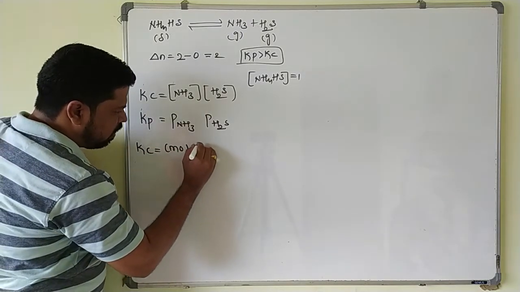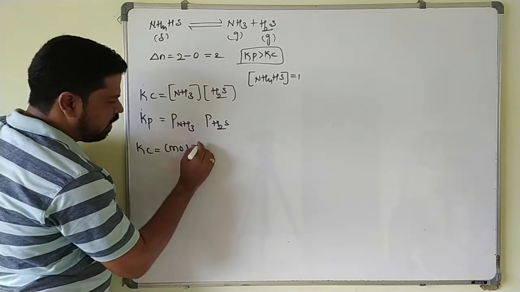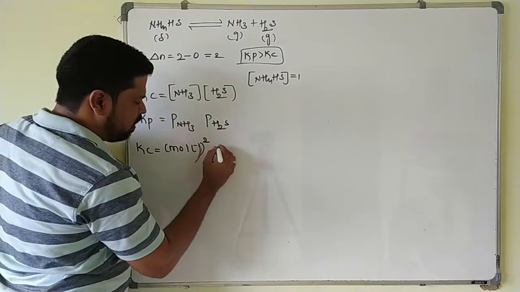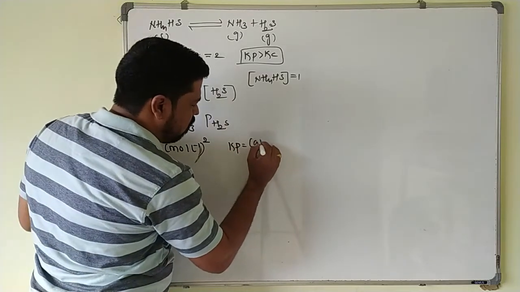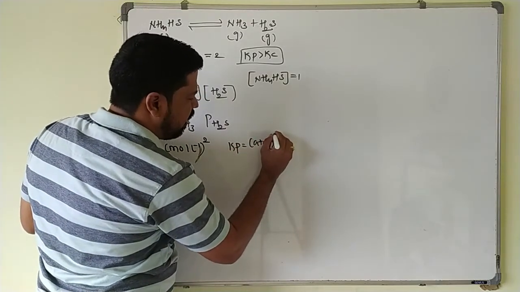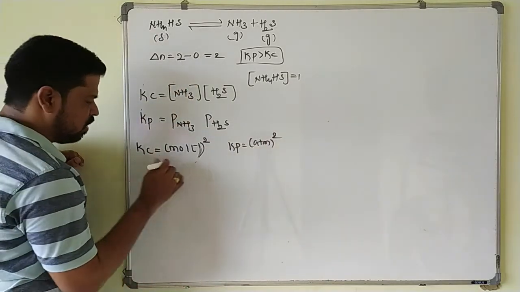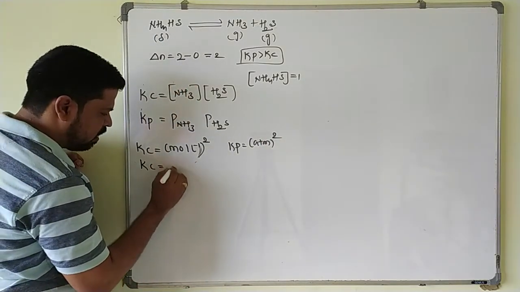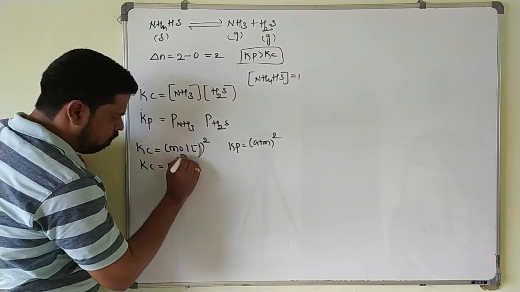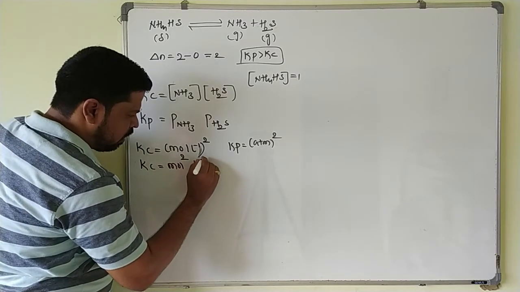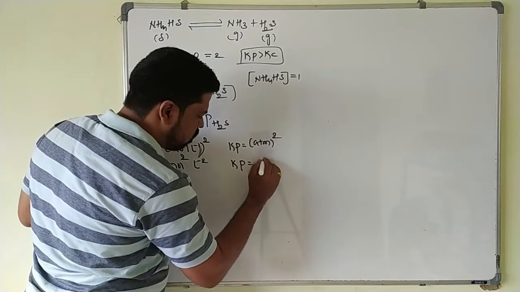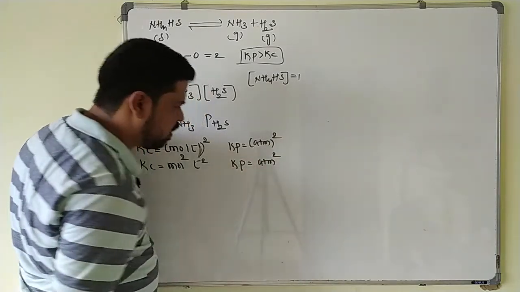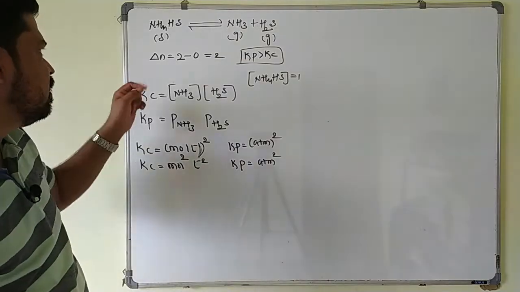Mole per liter whole power 2 here. And what is the unit of Kp? Unit of pressure whole power delta n. Delta n value is 2 here. Now what is the Kc value here? Kc is equal to mole square liter power minus 2. So again Kp is what? Atmosphere power 2 only. Okay, so this is one example.